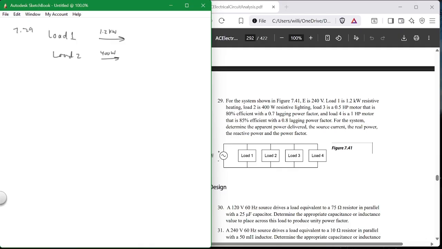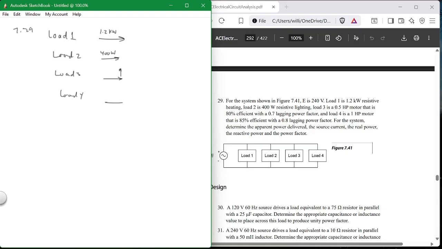Okay, so now we've got to deal with all this other stuff. So load 3 is like this. Along the x-axis, it's got something, and along the y-axis, it's got something as well. And we have to figure that out, okay? And then load 4 is another one.